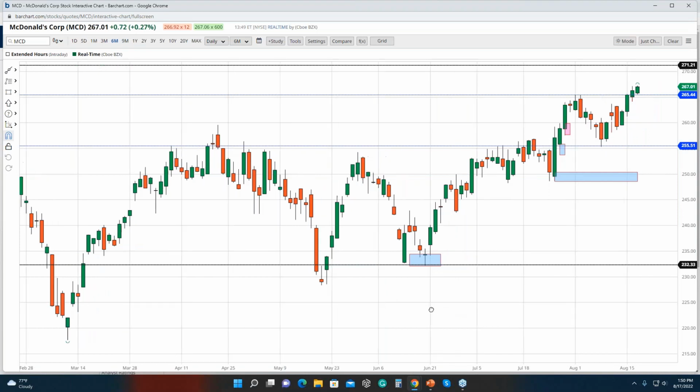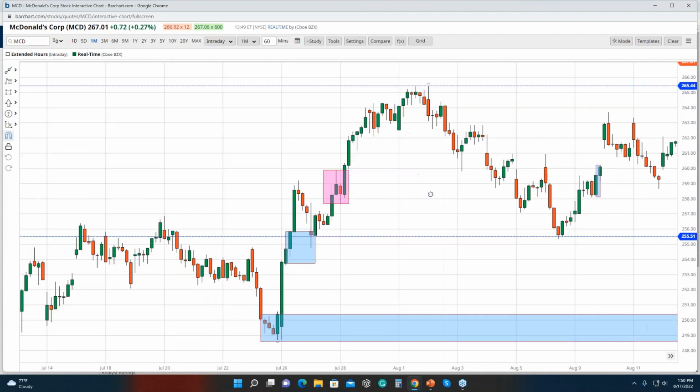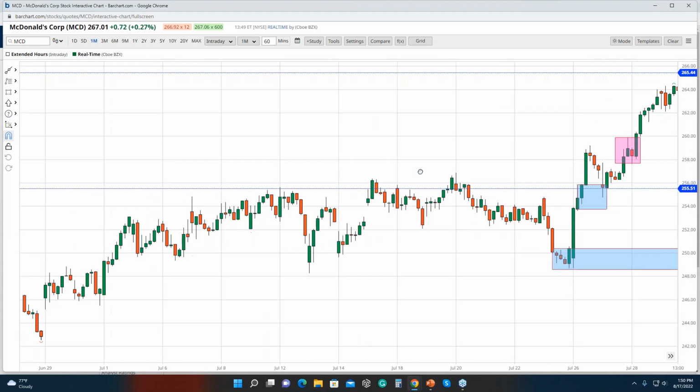And what I've done here is we're going to walk back in time, and I'm just going to walk you through this process. These blue boxes I'm going to show you in the lower time frame are what we would call pullback trades. The purple boxes will be breakout trades, okay? So let's go into the past.